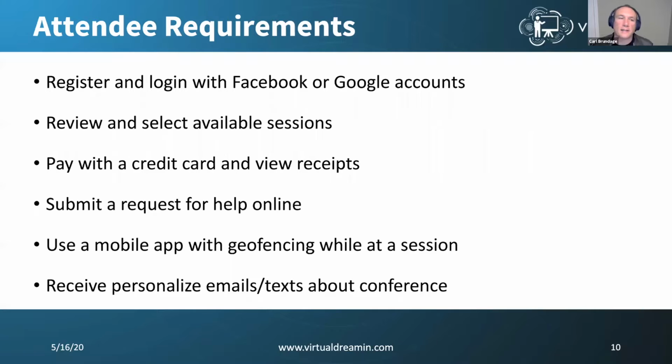And then us as attendees, there's things we want. We don't want another login, so it'd be nice to register and log in with Facebook or Google. We want to review and select sessions, pay with our credit card and view our receipts for reimbursements, and submit a request for help online. And then when we get to a session, if we're coming in person, we want that mobile app to do geofencing. No more scanning badges to go in rooms, just automatically decide whether we attended or not. And then keep us informed along the way. We want some personalized emails or texts about the conference. So a couple pages of requirements, but we'll use this to build a solution.